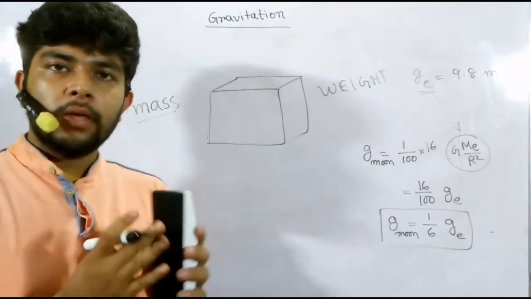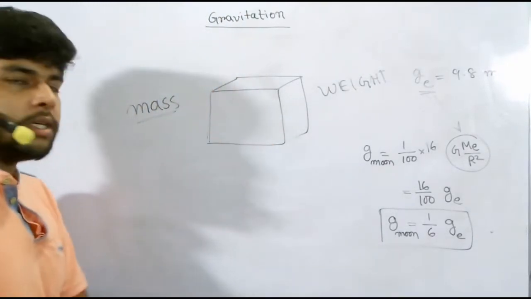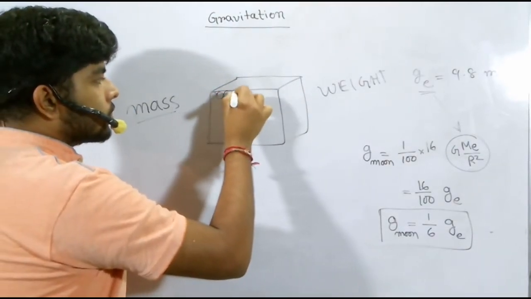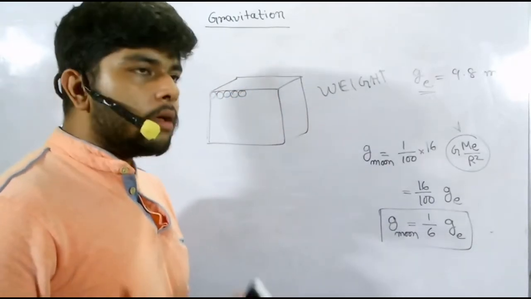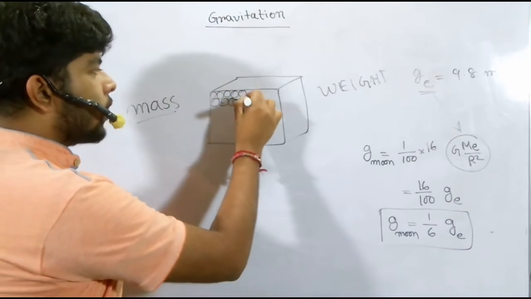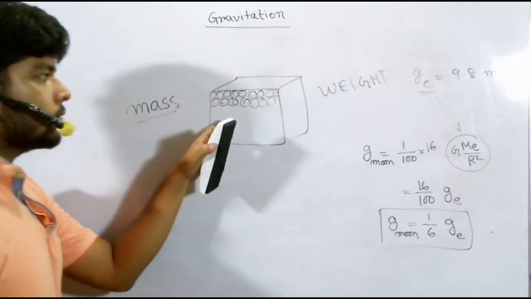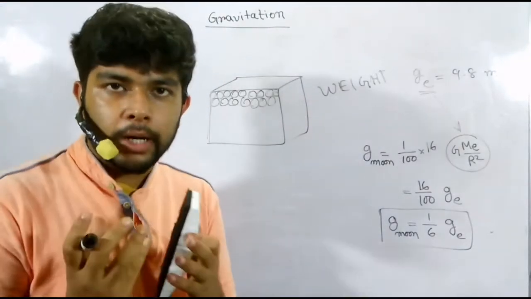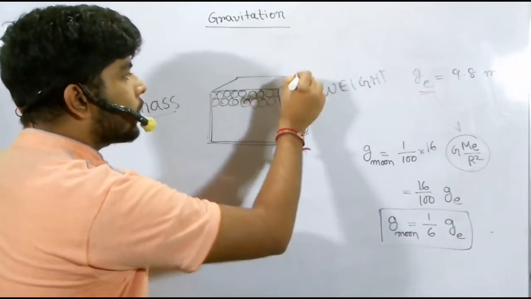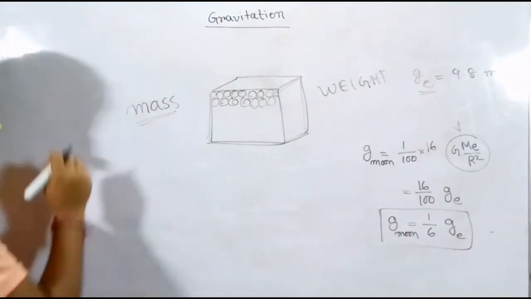In the universe, everything is made up of matter, right? So this object is also made up of matter. Matter means some protons, neutrons, like that, the non-living matter. The total amount of matter in the object is called mass.